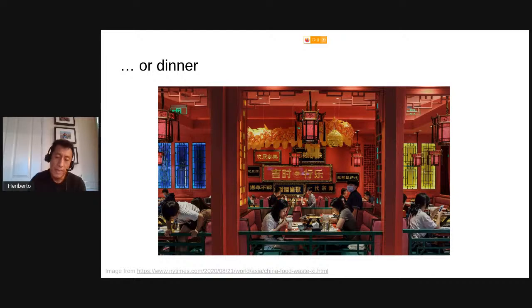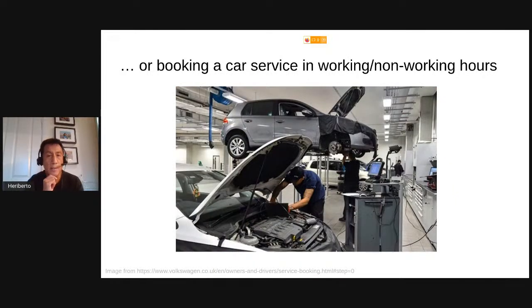Okay, so now let me move to a different scenario. This time, you want to book a car service. Your car needs some maintenance, and you want it to be serviced. During the week, there are workers that could attend your call, but how about during non-working hours, in the evenings or the weekends, Saturday afternoon or Sunday? There's nobody to attend your call.